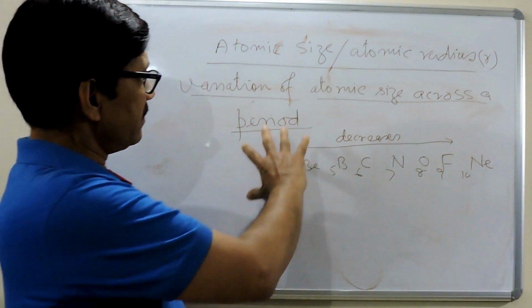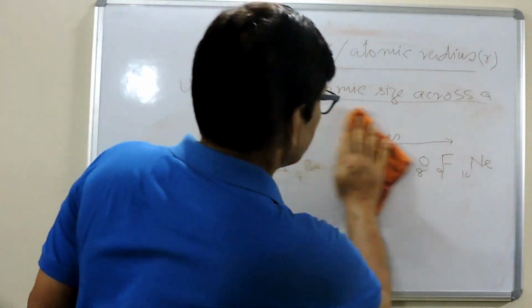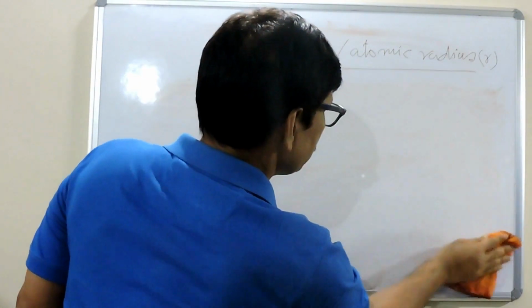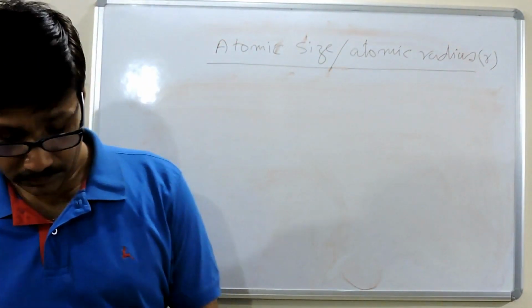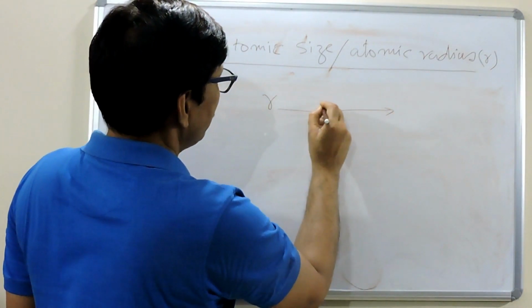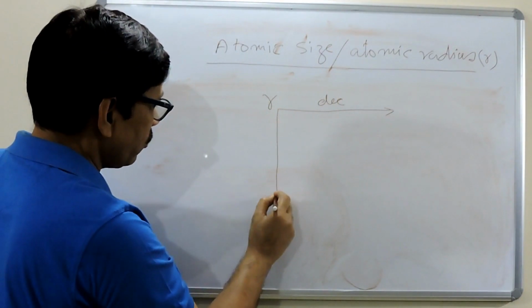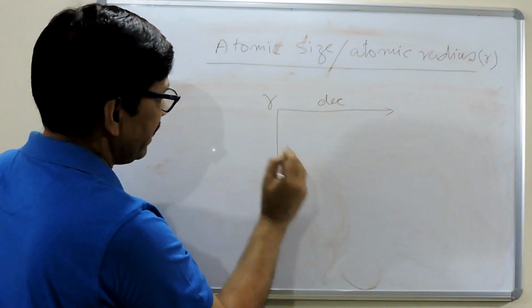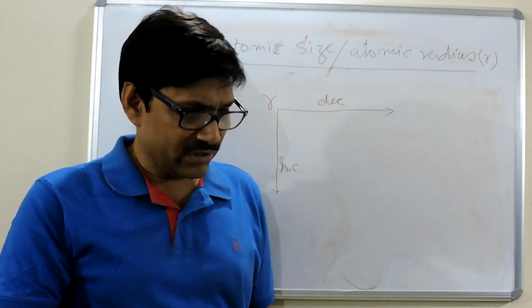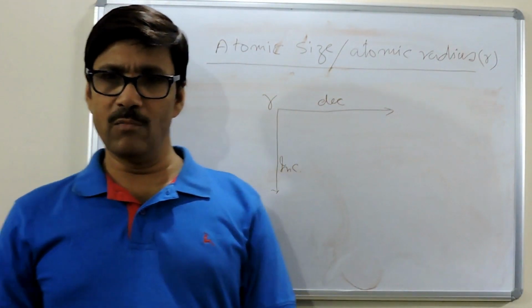So if we summarize it, radius from left to right will decrease, and down the group it will increase.